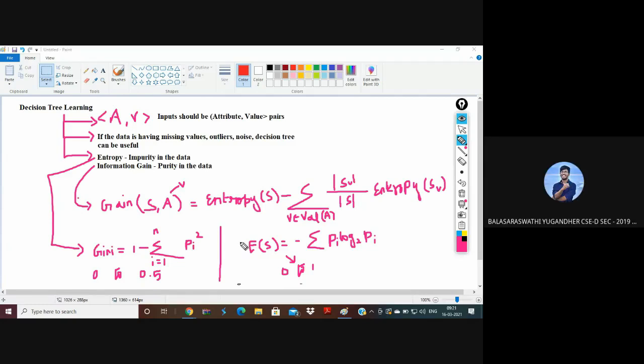Sir, Gini impurity, sir. Yes, yes, it is not that we should always select Gini impurity. There is a way to decide when to use Gini impurity. If you see here, Gini impurity ranges only between 0 to 0.5, whereas entropy ranges from 0 to 1.